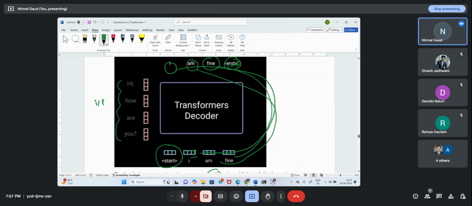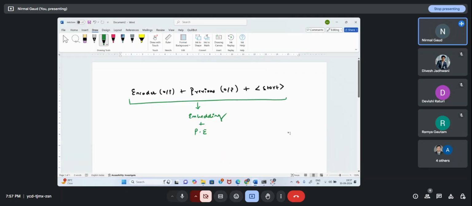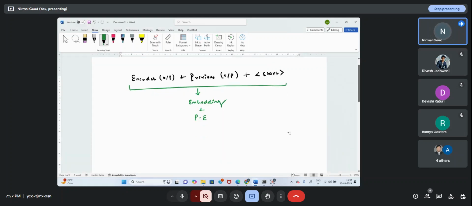Understand what you gave as input: you gave the encoder's previous output plus start. This is what you gave as input. Embedding, positional embedding will be done.